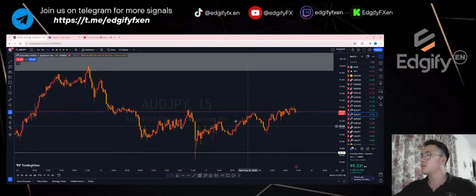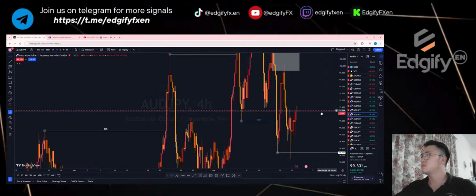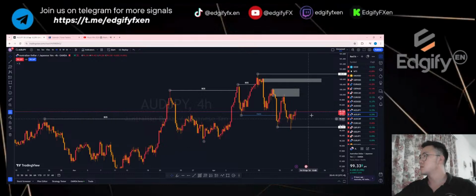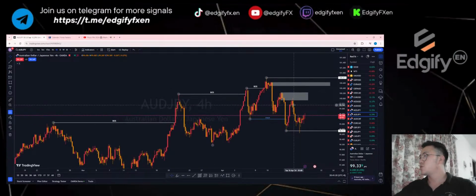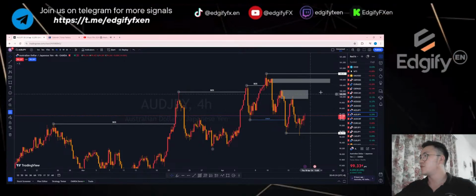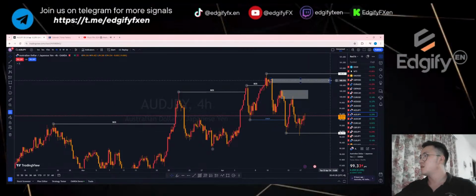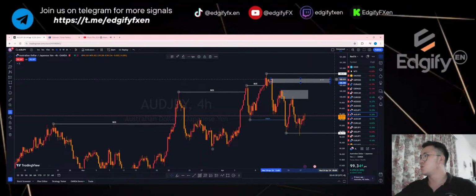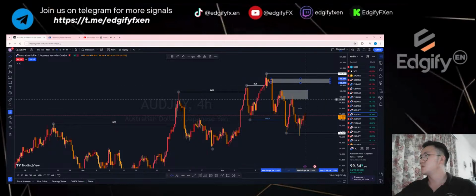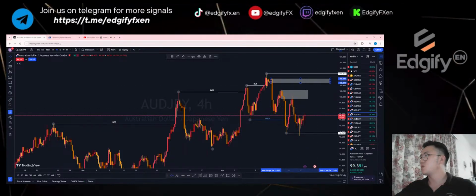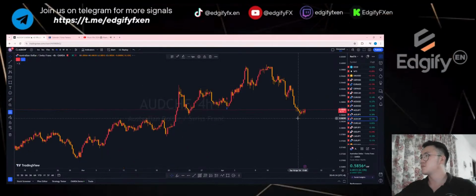Okay, AUDJPY. AUDJPY, this one here we couldn't get, which I've already said yesterday in my live. I'm waiting at about this zone here right now. Okay, so it's still a long wait, so let's just wait and see how this goes.